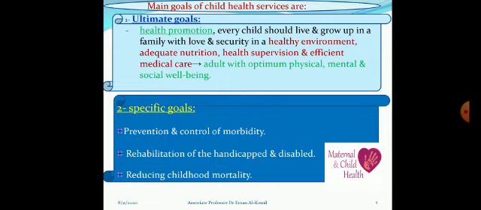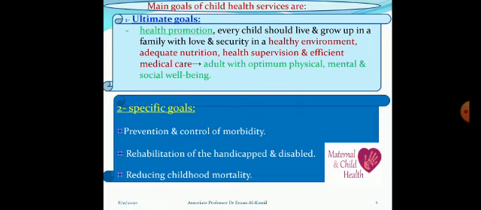In order to have a healthy adult with physical, mental, and social well-being, we should educate the family how to take care of their children, and how to provide a healthy environment with good nutrition, in addition to health supervision and medical care, in order to have a healthy adult.